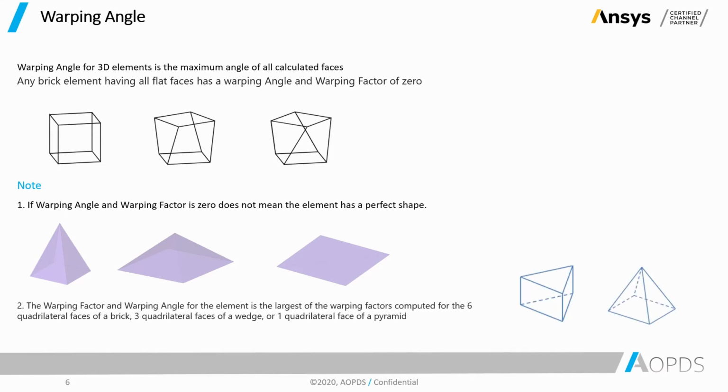Now, how can we calculate the warping angle or the warping factor of a pyramid or a tetrahedra element? The warping factor and warping angle for the element is the largest of warping factors computed for 6 quadrilateral faces of a brick, 3 quadrilateral faces of a wedge, or 1 quadrilateral face of a pyramid.